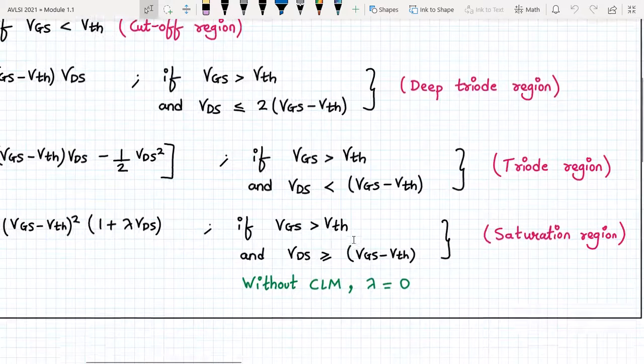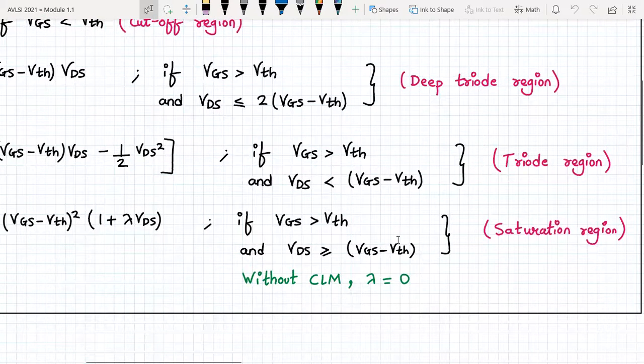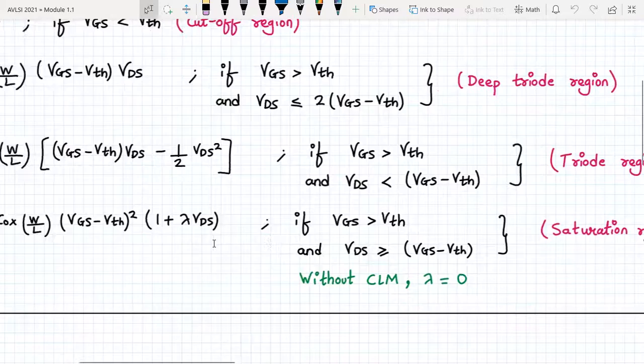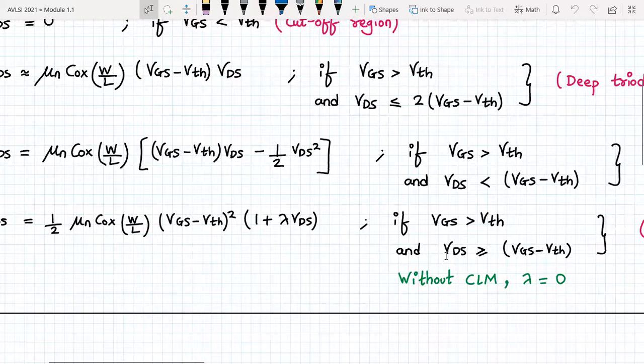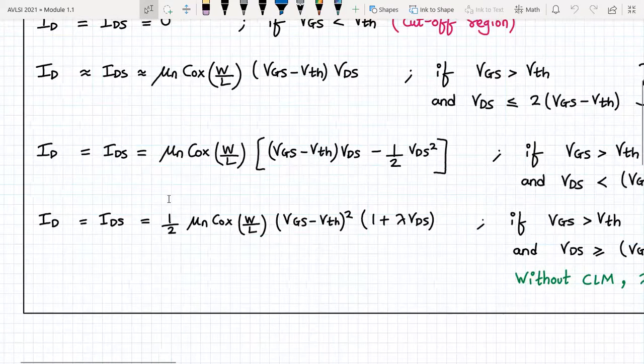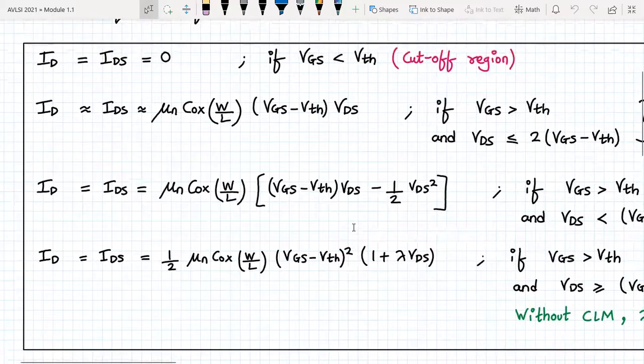And for the saturation, the condition is VDS should be greater than or equal to VGS minus VTH. And in the equation form, it is written as ID is equal to half mu n Cox W by L into VGS minus VTH the whole square into 1 plus lambda VDS. Now, if the channel length modulation lambda is 0, then we don't have this term over here. We just have half mu n Cox W by L VGS minus VTH the whole square formula.